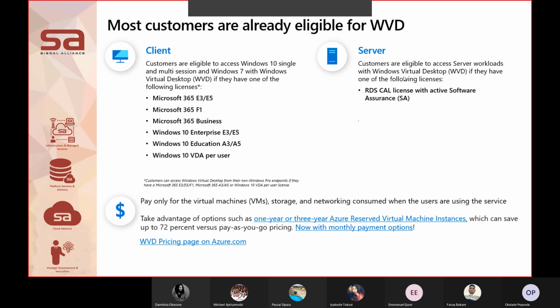And for the server aspect, as long as you have the RDS CAL license, you are also qualified for Windows Virtual Desktop. So the only thing you need to be worried about paying for is the virtual machines we are deploying, the storage accounts those users will be using, and the networking that will be consumed by the users. We shouldn't forget that it's possible for us to deploy one virtual machine for several users. So the only thing you'll be paid for is just the virtual machine and the Azure resources they are going to use. That's all. Most customers are actually eligible for Windows Virtual Desktop by default.